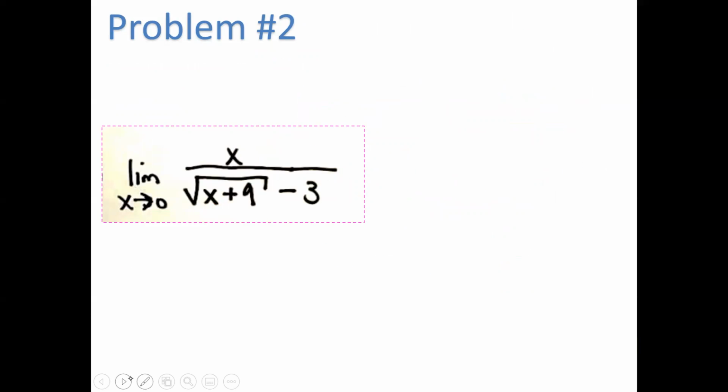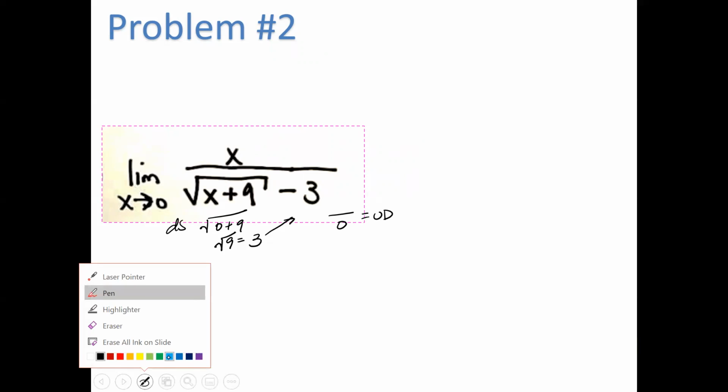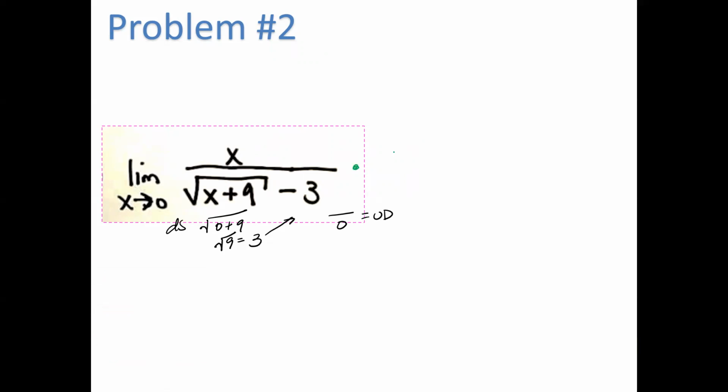Okay, problem number 2. As I'm looking at this, I told you before that another strategy that we use is to use the conjugate, but let's just try direct substitution first. If I were to do that, I will have the square root of 9, which is going to be a 3, but then 3 minus 3 will result in a 0, which will be undefined. So I can't use direct substitution. So my strategy here is going to be using conjugates. So let's go ahead and multiply by the conjugate, which is the square root of x plus 9 plus 3 on the top, and the square root of x plus 9 plus 3 on the bottom.